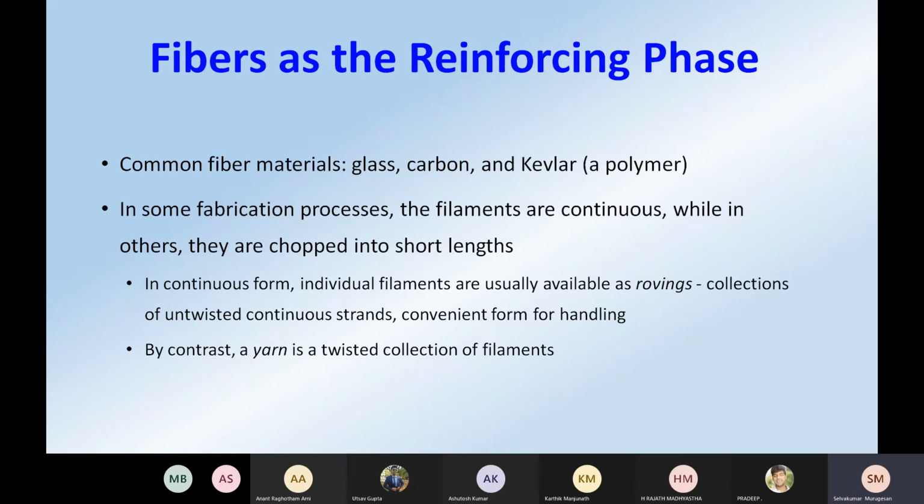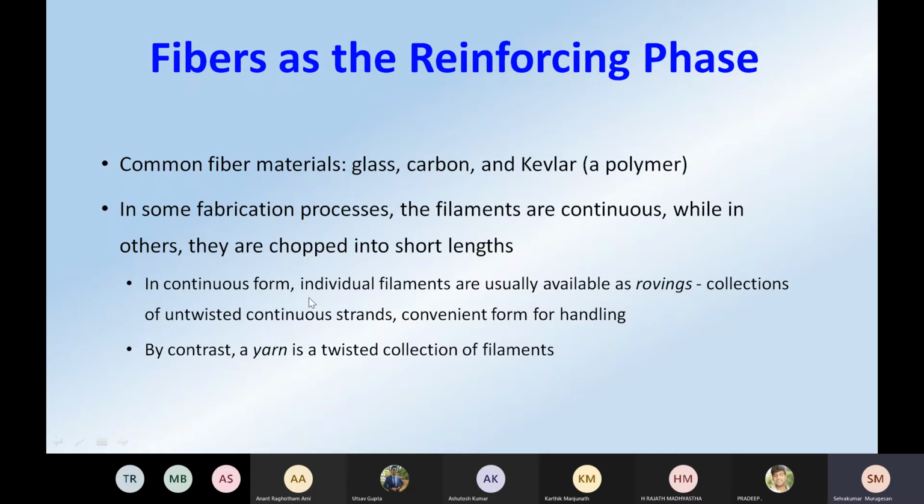So FRP composites are nothing but fibers used as a reinforcement or reinforcing phase. Most of the common fiber materials are glass, carbon, and Kevlar based materials. Kevlar is a kind of nylon based polymer. In some fabrication processes, the filaments are continuous, meaning the fibers are continuously reinforced with the matrix. Sometimes they chop it with the help of different saws to very short lengths, where you can reinforce it effectively.